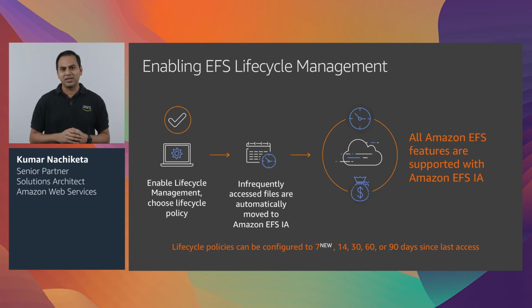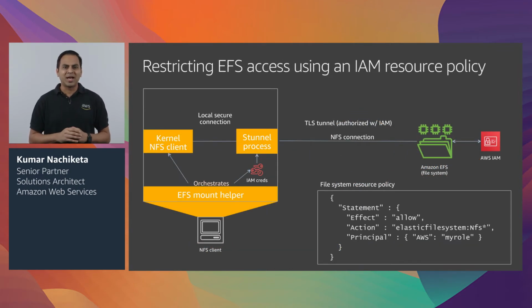Let me now talk about how you can restrict EFS access using an IAM resource policy. Today, you can use an IAM identity policy to control what EFS administrative APIs a user can access. IAM authorization for NFS clients allows customers to manage NFS client access and permissions for an EFS file system using AWS IAM. It adds a layer of security on top of EFS's current network-based access control. It provides often requested security features such as root squashing, read-only access, and the ability to enforce TLS.